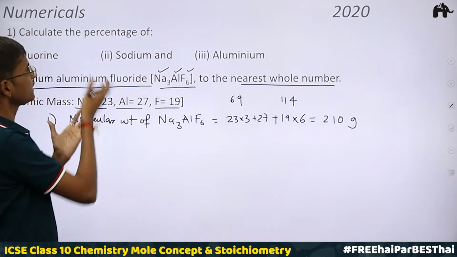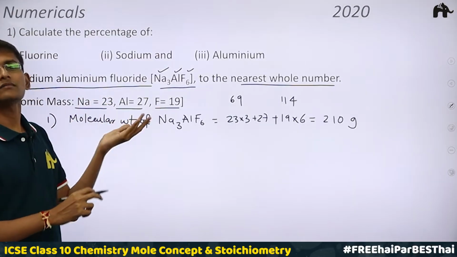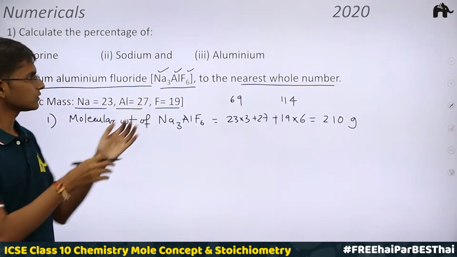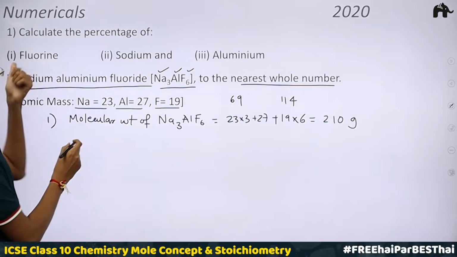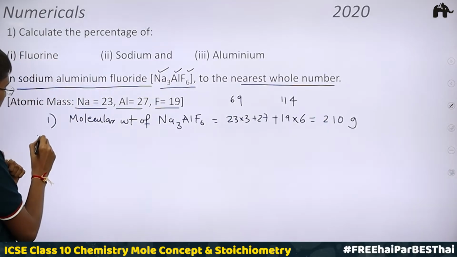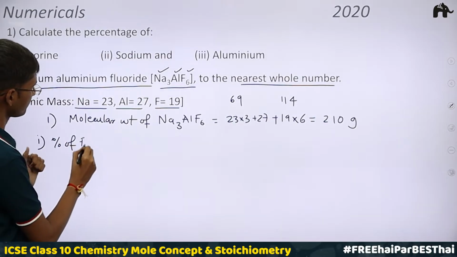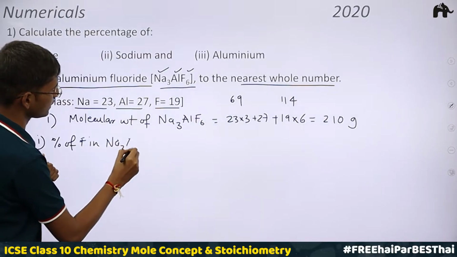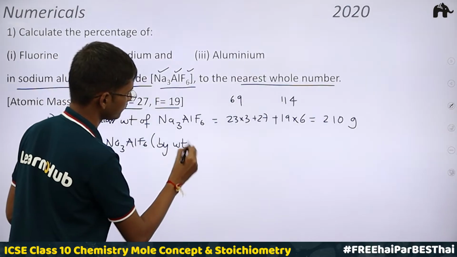Now we would start finding out, because whatever we need, we first need the molecular weight, and then the total atomic weight of that particular element we will find on the go, one by one. So first we would find out the percentage of fluorine. The percentage of fluorine in Na3AlF6 by weight.